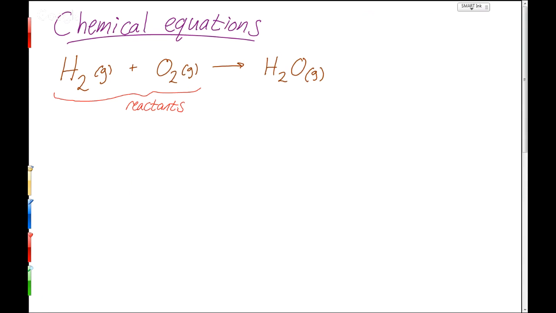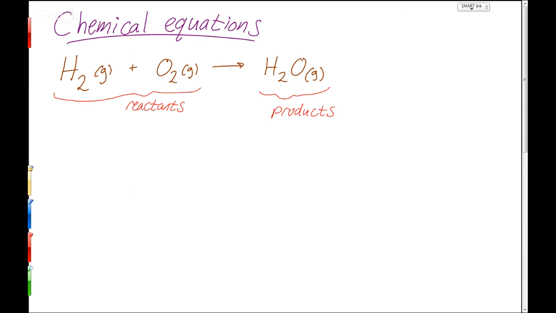And the stuff on the right in this reaction, or on the other side of the arrow, is referred to as the products. Now, this reaction only has one product, but a reaction could easily have two or more on either side. It could be three or four on one side, three or four on the other. It just depends on what's going on in that particular reaction. So we look for that arrow, and we decide which are the reagents and which are the products.